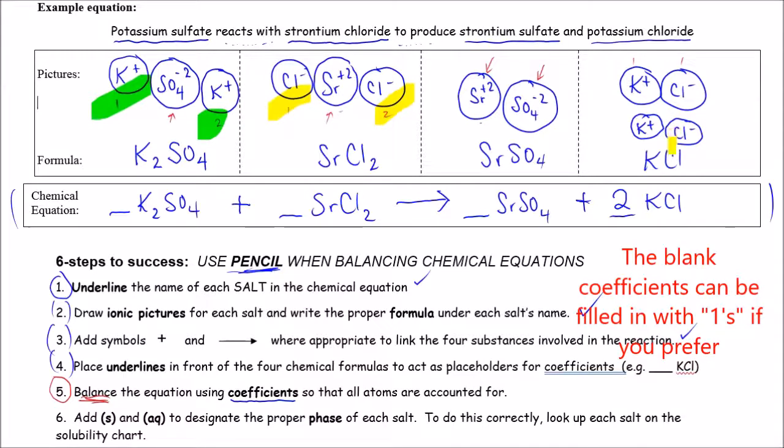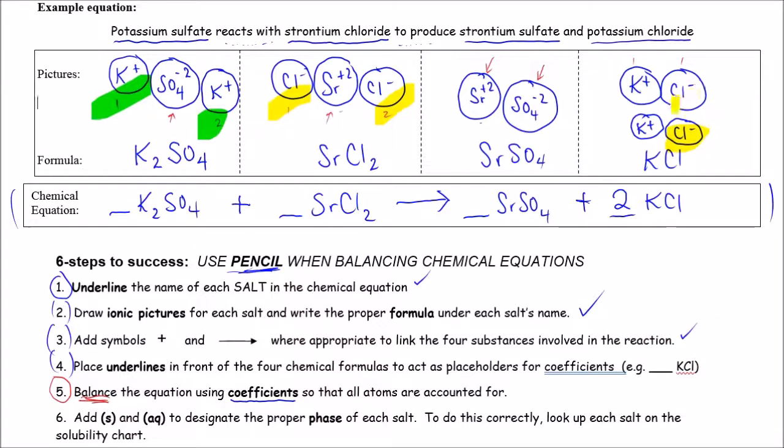I'm hoping you can see 1, 2 chlorides to go with the 1, 2 chlorides here in the beginning. 1, 2 potassiums to go with the 1, 2 potassiums that we had in the beginning. 1 sulfate, there it is. 1 strontium, there it is. Everything we had in the beginning appears in the end. That is what is meant by balancing the equation.